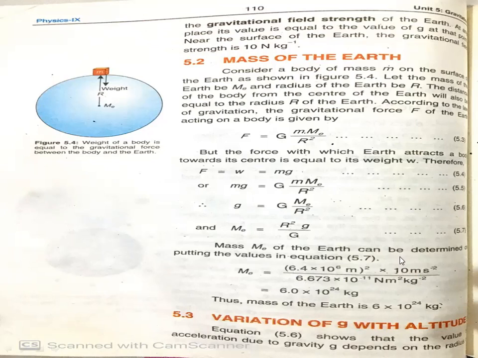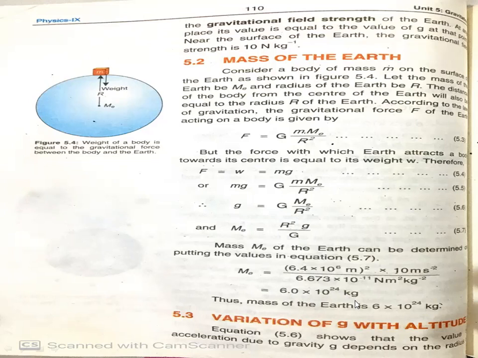So if we solve this, we will get the mass of Earth, which is 6 into 10 to the power 24 kilogram. You know the unit of mass is kilogram. That's why this is the mass of the Earth. We calculate the mass of the Earth from this formula by plugging in the values of the radius of the Earth, the acceleration due to gravity, and the gravitational constant, as we discussed when we studied the law of gravitation. We plug in all these values and we get the mass of the earth, which is 6 into 10 to the power 24 kilogram.